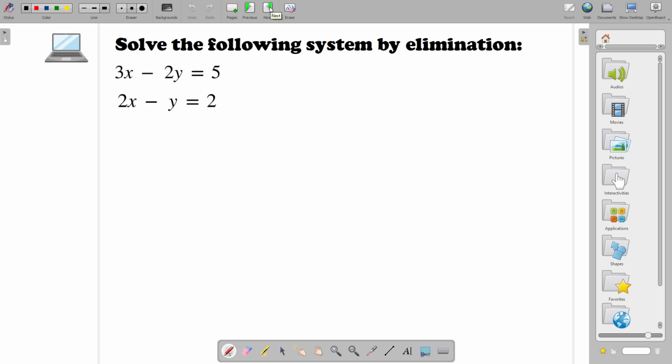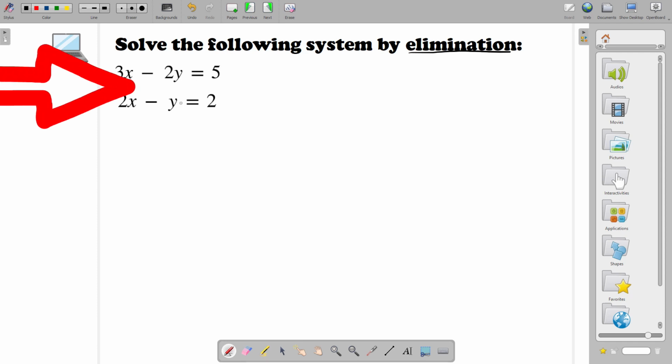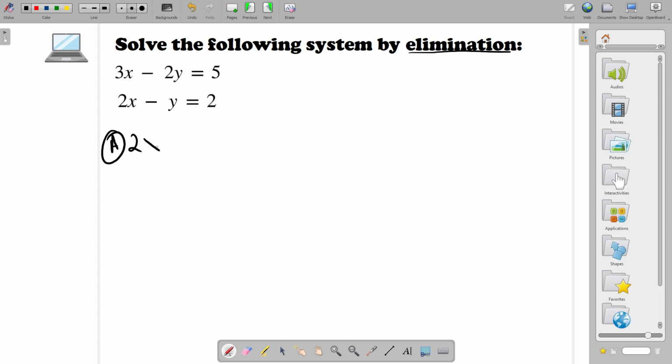All right, let's take a look at this one. Again, we're being told to solve by elimination. But here it's not as easy to see that I have two terms that'll add out. But I could easily fix this term. If that were plus 2y, then those would add out. So my step A is going to be to take 2x minus y equals 2, and I'm going to multiply both sides of that equation by negative 2. Because negative 2 times negative y is going to be a positive 2y.